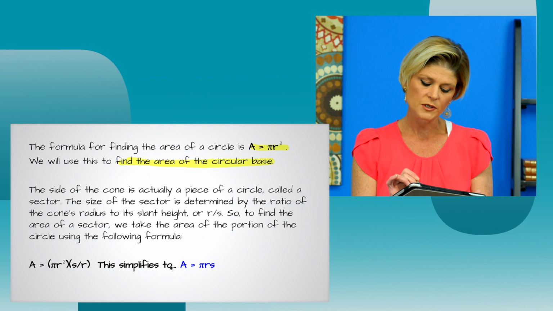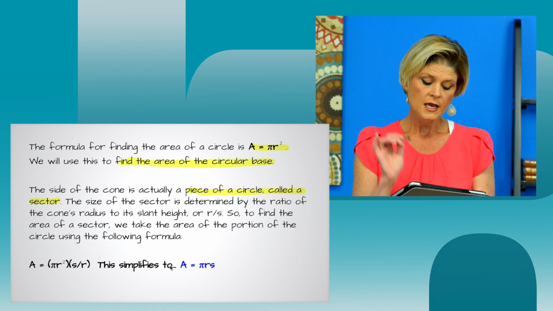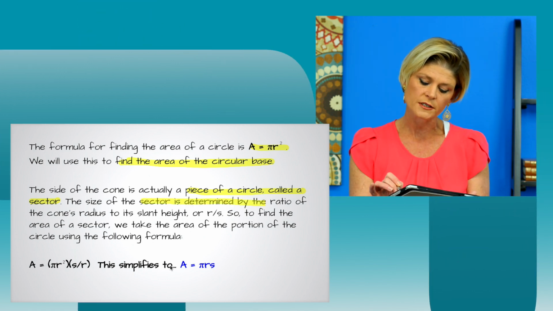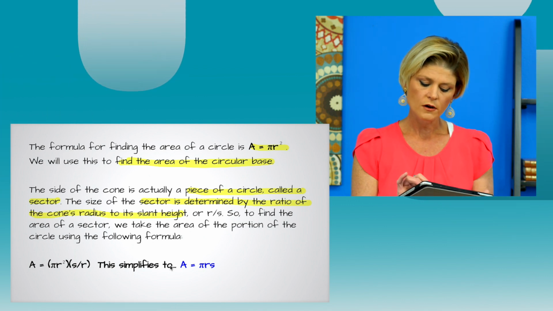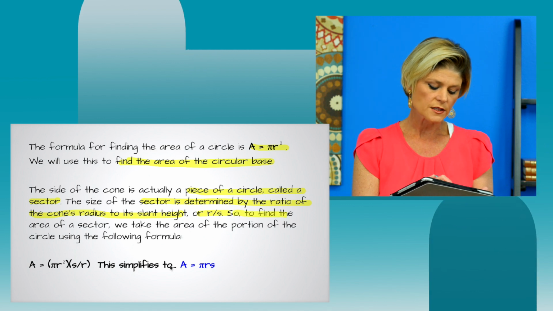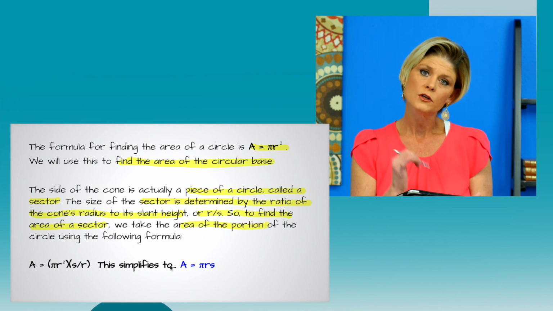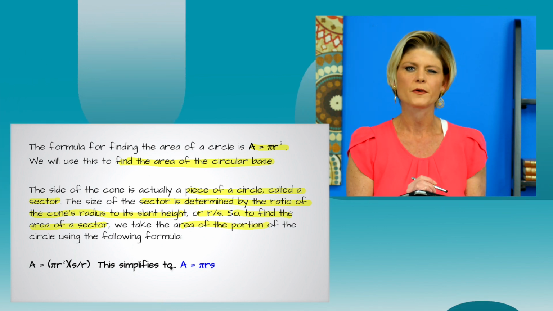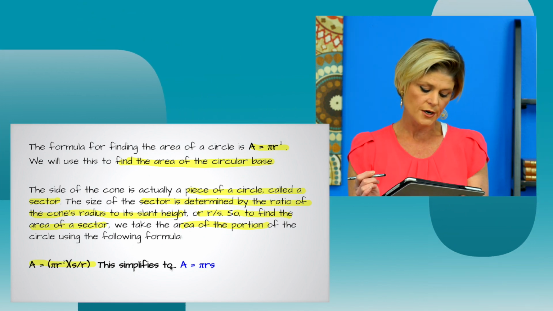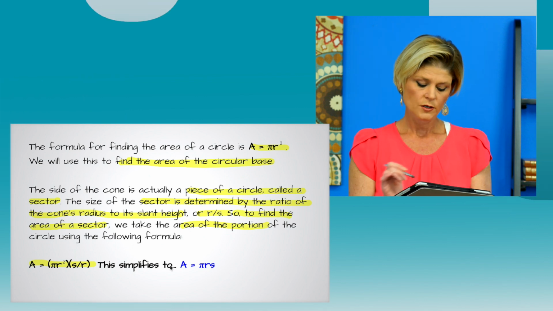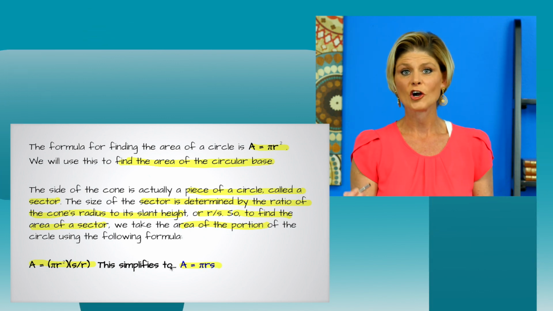So the side of the cone is actually a piece of a circle, and it's called a sector. Okay, and the size of the sector is determined by the ratio of the cone's radius to its slant height, or r over s. So to find the area of a sector, we're going to take the area of the portion of the circle using this formula. All right, and this is what you might want to write down in your math notebook. Okay, area equals pi r squared times s over r, which is for the sector. Okay, and that's going to simplify to area equals pi rs.